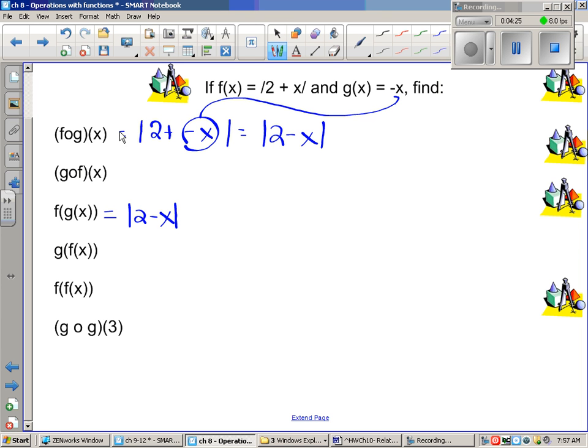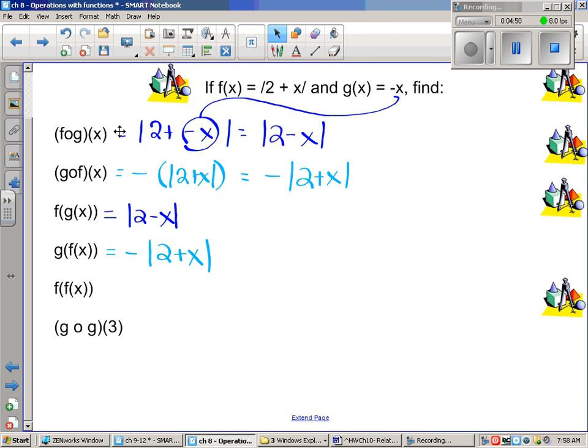G of f means I'm going to start with g. So I'm going to start with negative, but in place of x, I'm going to put the absolute value of 2 plus x. And so this would just be negative the absolute value of 2 plus x. Now what would that do when you put the negative on the outside of an absolute value? If the absolute value always makes it positive, then putting a negative in front of that would mean it's always negative.